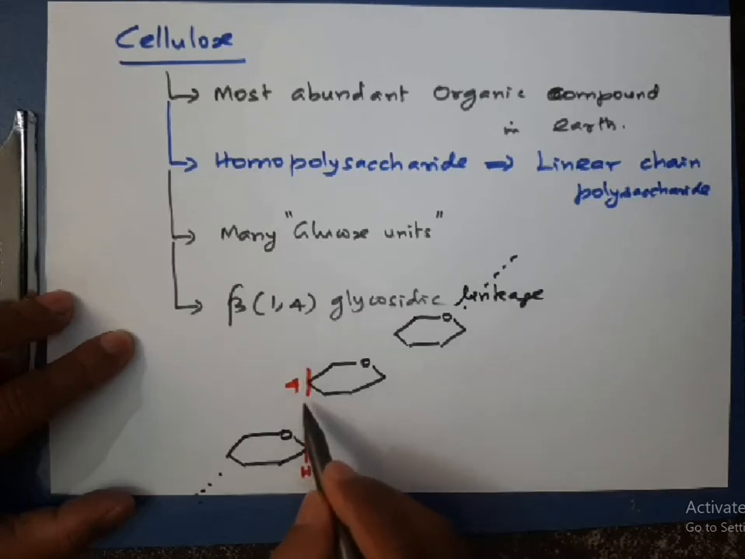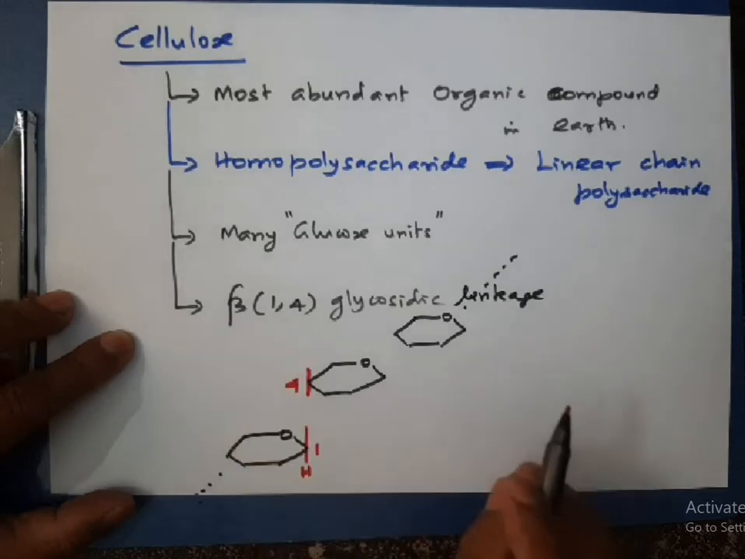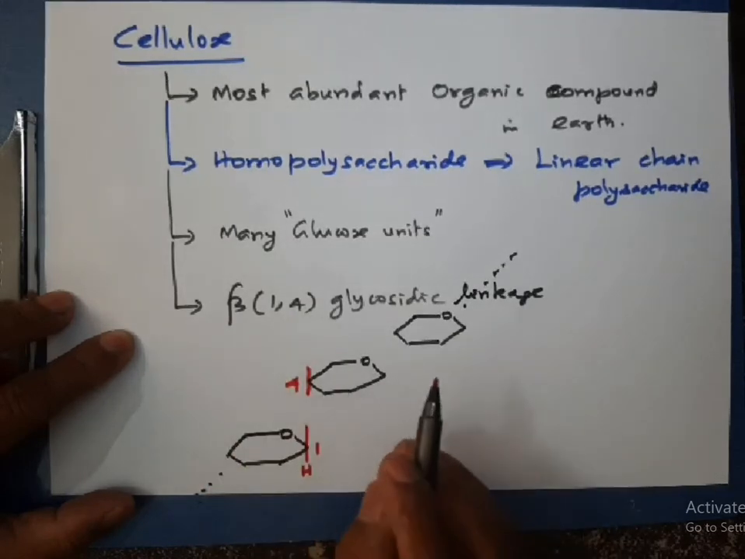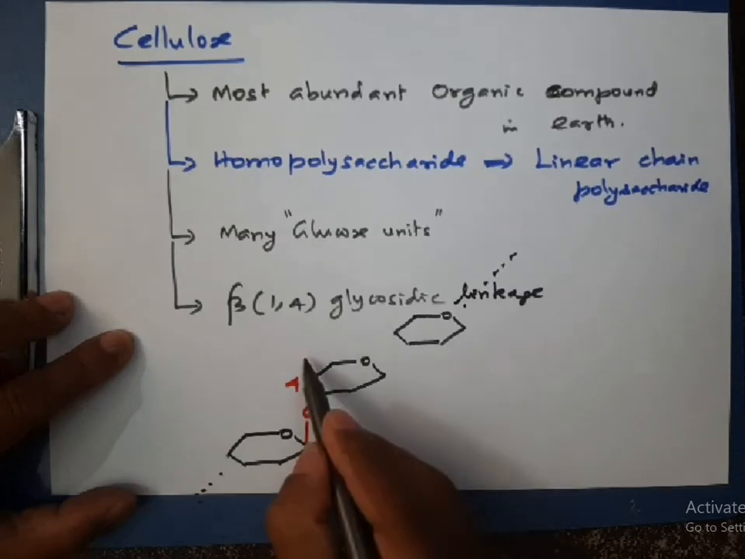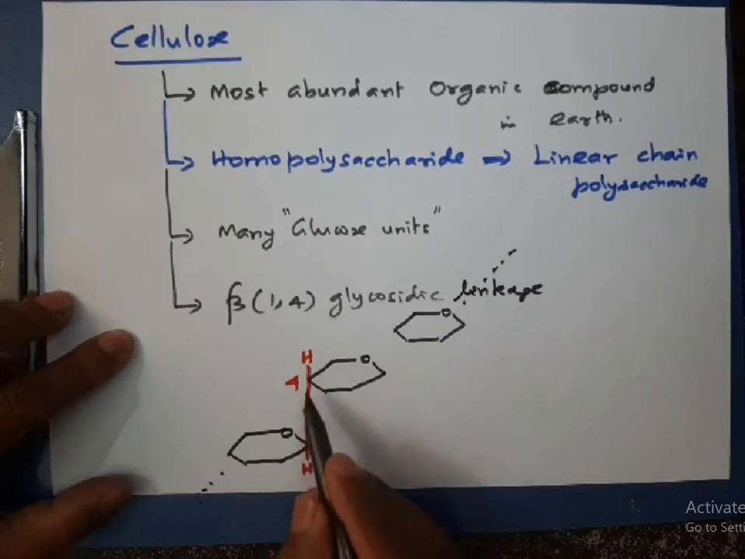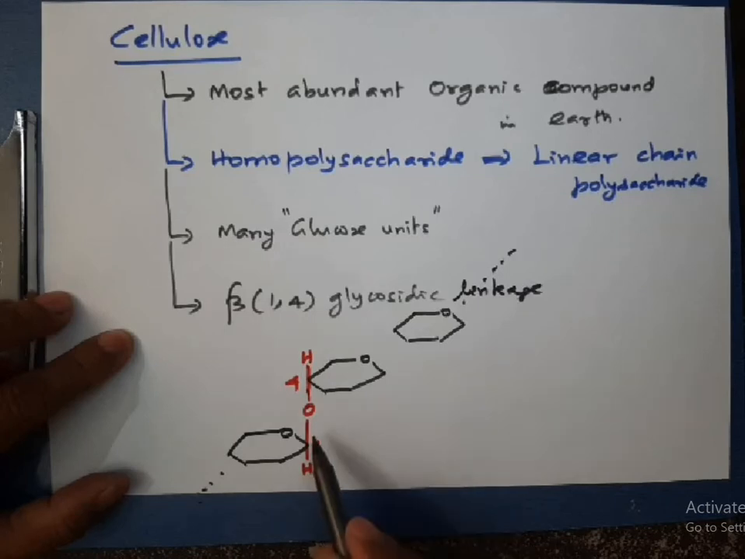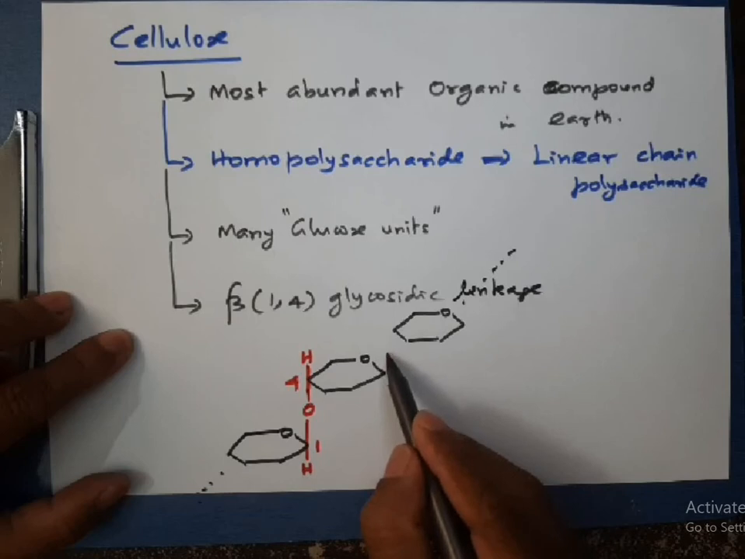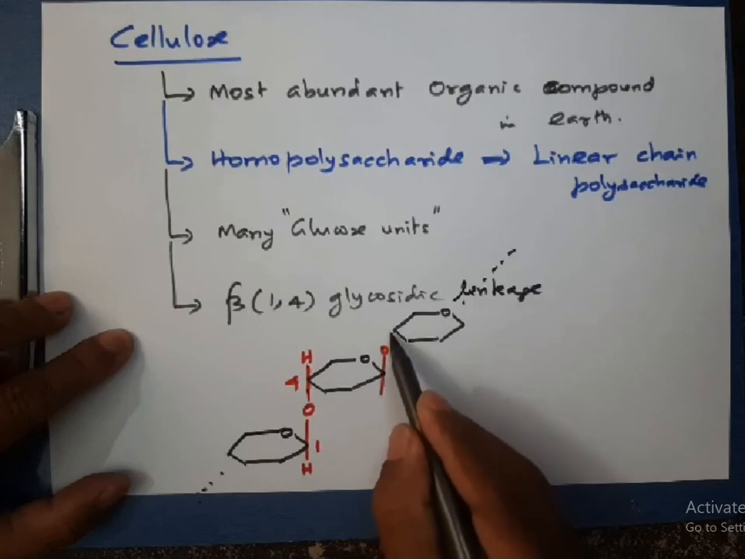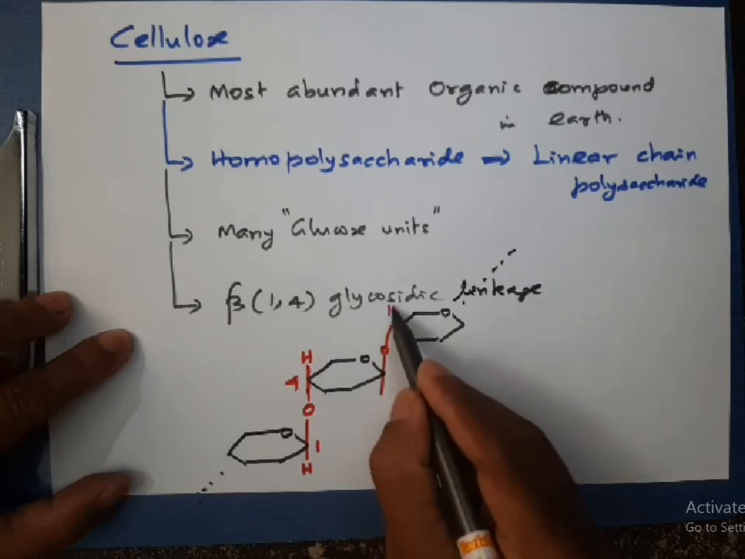So remove a water molecule from this OH group and this OH group, and connect them using an oxygen atom. This is called a glycosidic linkage. So this is a 1,4 glycosidic linkage, but it is beta with respect to this unit, because the OH group is above. Similarly here, we have a beta linkage between this carbon and this carbon.